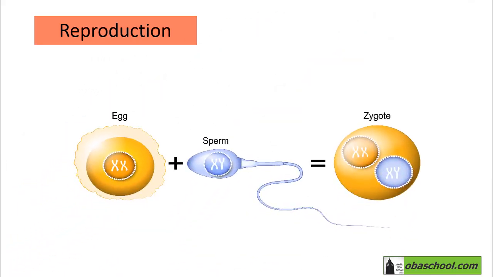During sexual reproduction, two specialized cells called gametes, which include the egg cell of the female and the sperm cell of the male, fuse together to form a fertilized egg or a zygote that will later develop into an embryo.